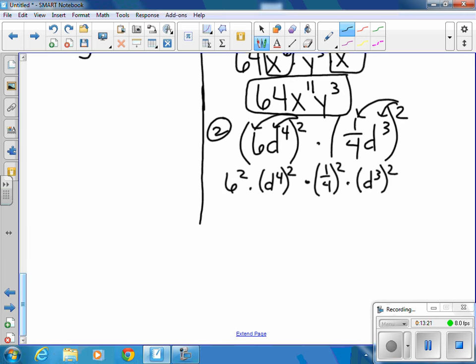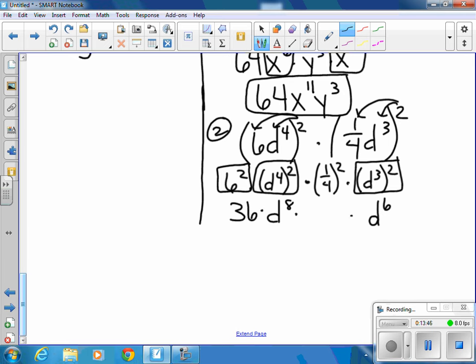Now for the next part, you want to do your power of a power, which is your exponents raised to exponents. d to the 4th squared is going to be d to the 8th. Remember, we multiply those. And then over here, d to the 3rd power squared is going to be d to the 6th. Now let's go ahead and take care of our numbers while we're at it. 6 squared is going to turn into 36. Still keeping that times dot there. For 1/4 squared, in order to square a fraction, here's how easy it is. You square the top and you square the bottom.